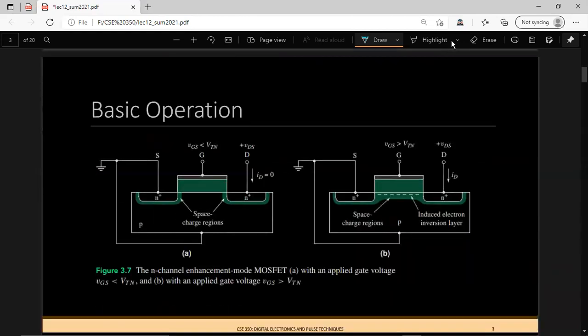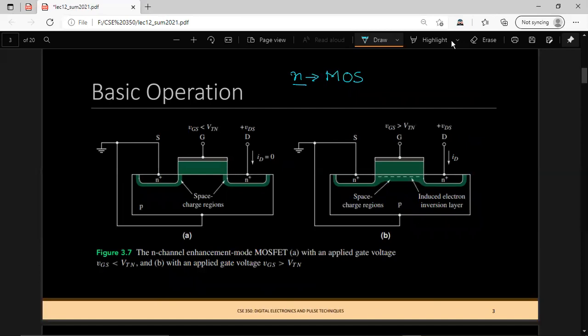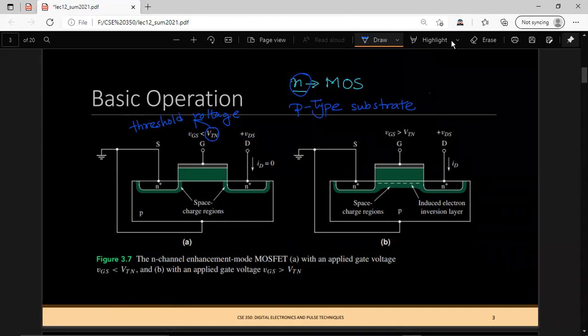Okay, so let's begin the basic operation. In our discussion, we are going to use mainly NMOS. N stands for N type, and therefore it denotes the N channel MOSFET, and the substrate would be the P type substrate. There is a certain parameter that comes with the n-type MOSFET, called VTN. It is called the threshold voltage. This substrate is called the body terminal.